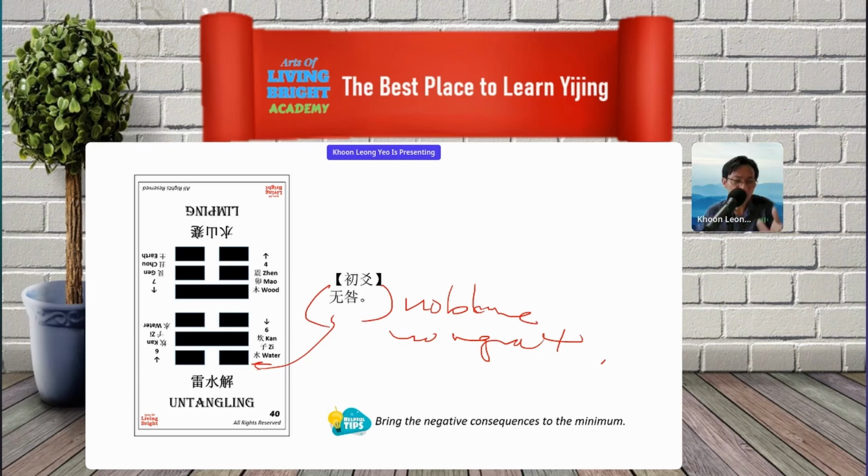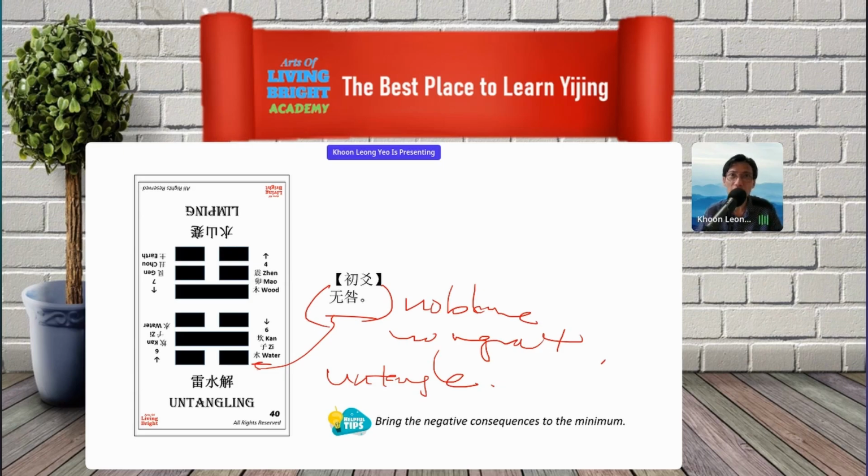Basically it means if you hit upon a challenge, a disaster, anything, your first response, like first aid, is to try to untangle, to try to resolve. So in your attempt to proceed with the first response, it's called 无咎.